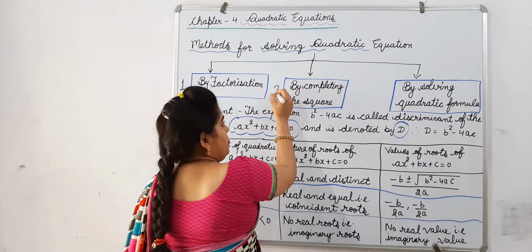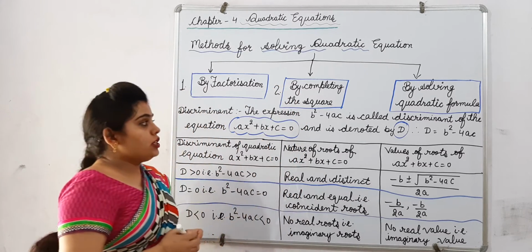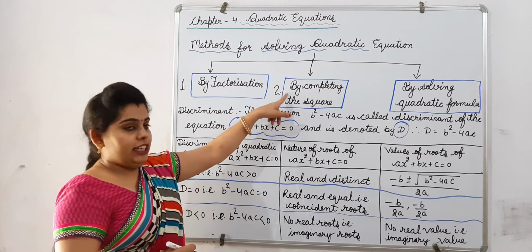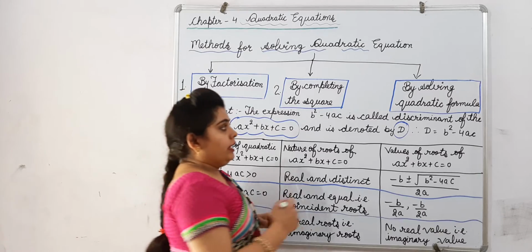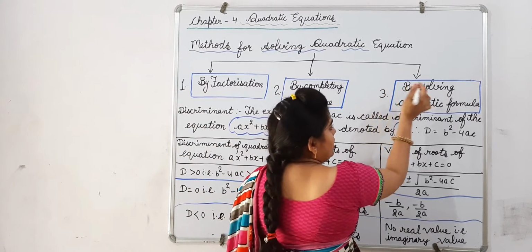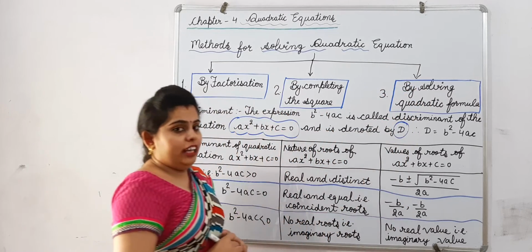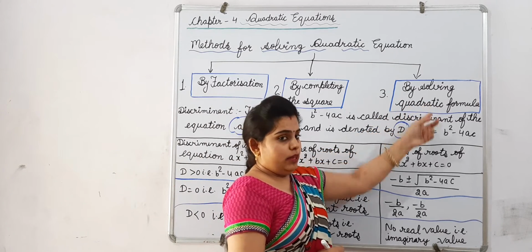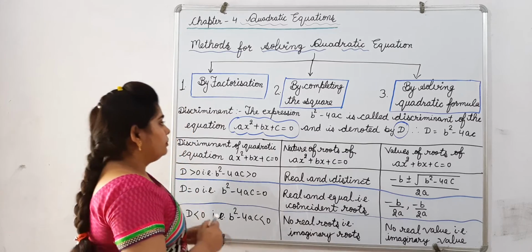Second method is by completing the square. I will explain its proof. Third method is by using the quadratic formula. We have a quadratic formula, and I will explain this also after this.